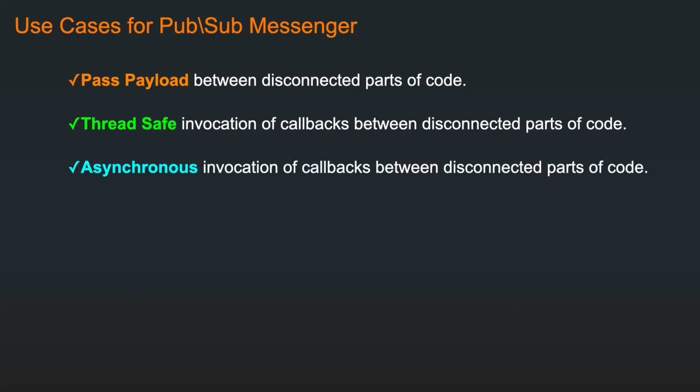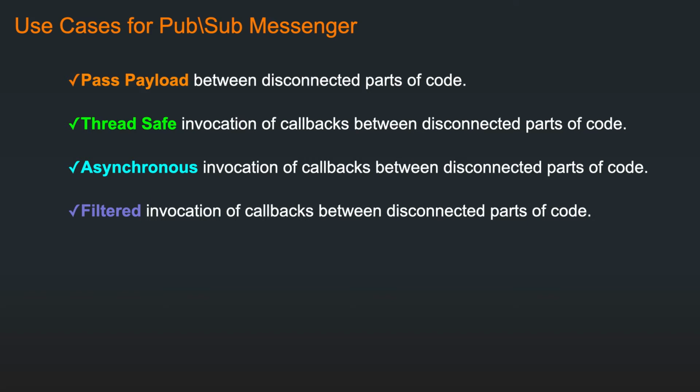In case we need an asynchronous invocation of callbacks between disconnected parts of code. For example, when we need to send game events to some analytics controller without blocking our gameplay. When we need a filtered invocation of callbacks between disconnected parts of code. It is also possible to add payload filtering without extension of the subscriber class.